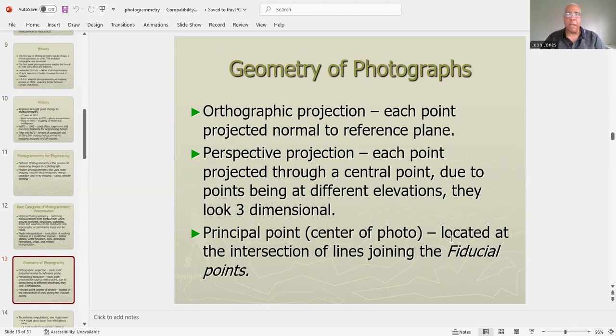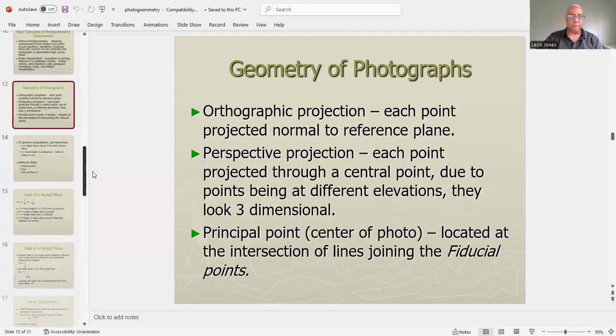Then you have perspective projection. Each point is projected to a central point, and due to points being at different elevations, they look three-dimensional. Then you have the center of photo, which we call the principal point. It's located at the intersection of lines joining the fiducial points. Remember, the principal point, center of photo, is located at the intersection of lines joining the fiducial points.